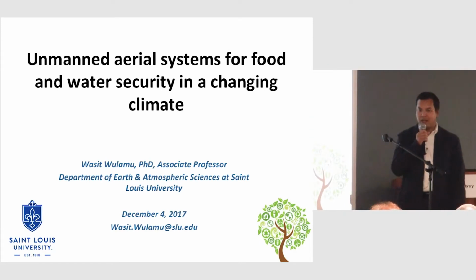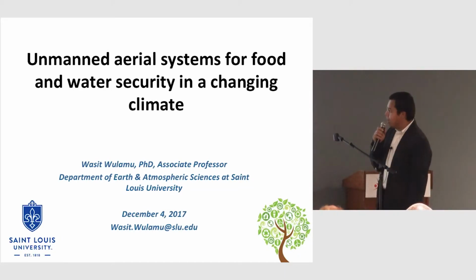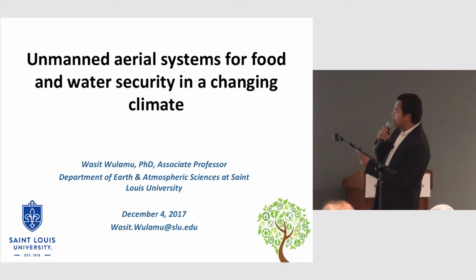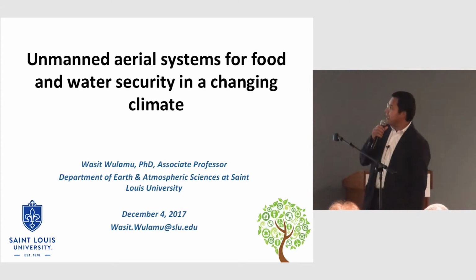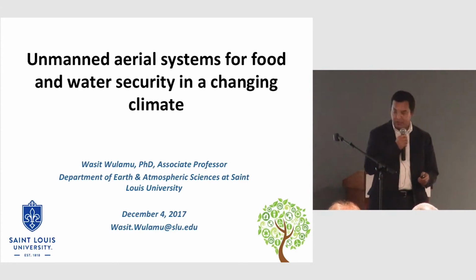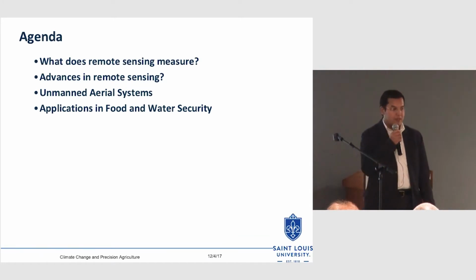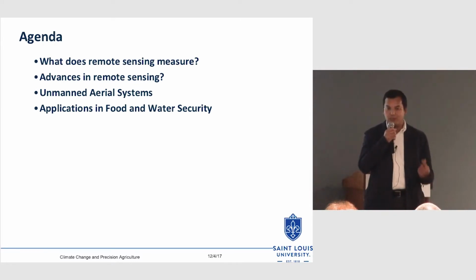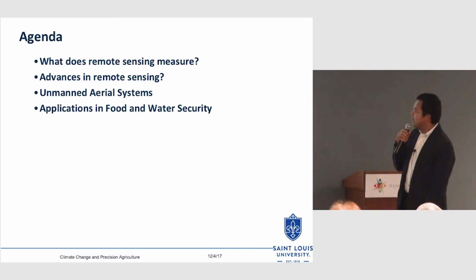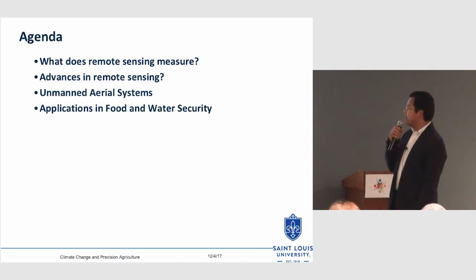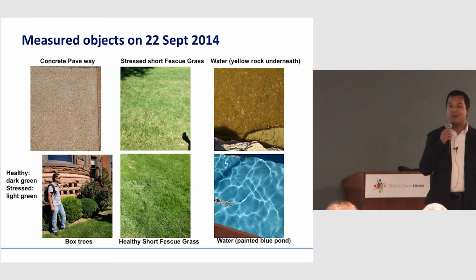It's a great honor to share our research with the public. My topic today is unmanned aerial systems, using them for food and water security in a changing climate. I'm going to talk about several aspects related to this talk. One is remote sensing. What is remote sensing? Then current advances in remote sensing, unmanned aerial systems, and their applications in a number of areas. So what is remote sensing?